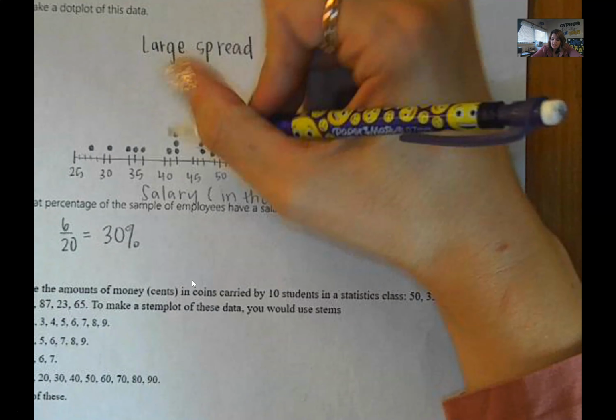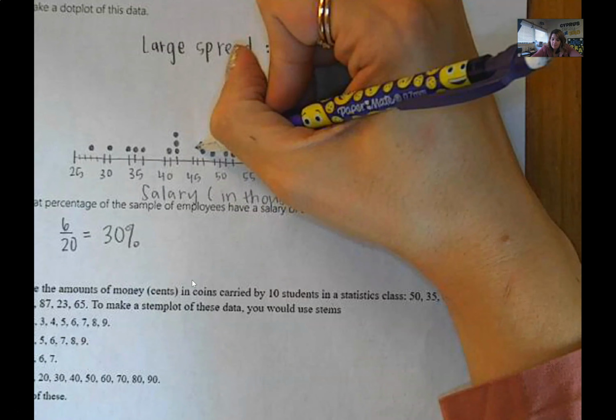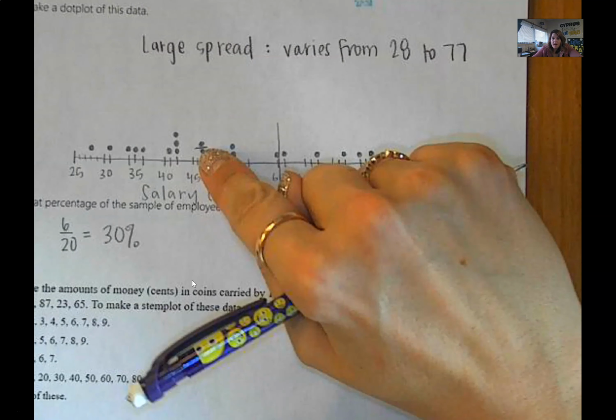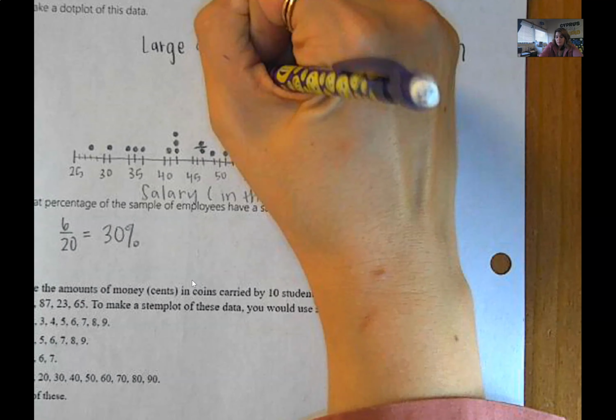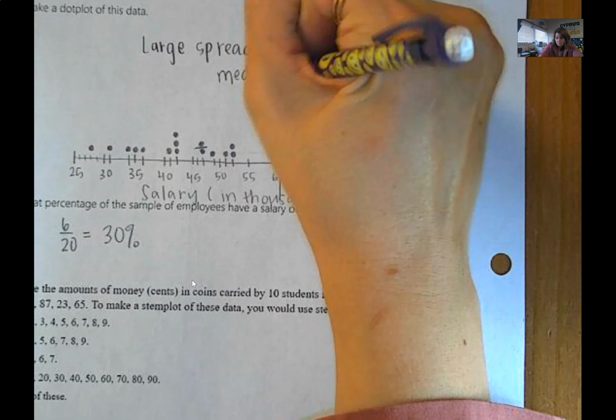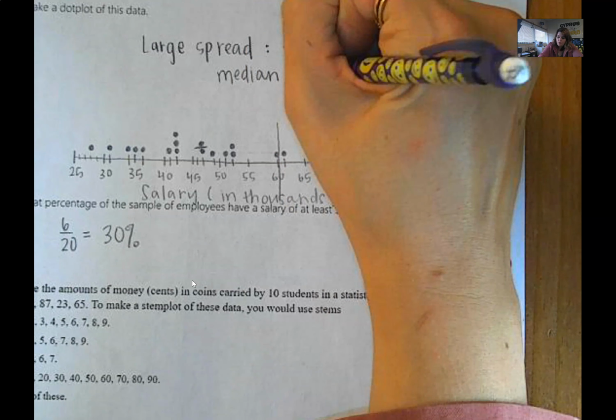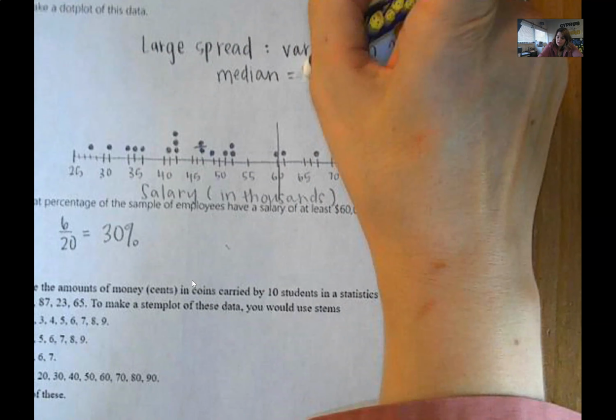Center, we did center on the problems in class. The center of this data set is at 47. It's this point right here. So I guess we can write that down. The median is equal to $47,000.